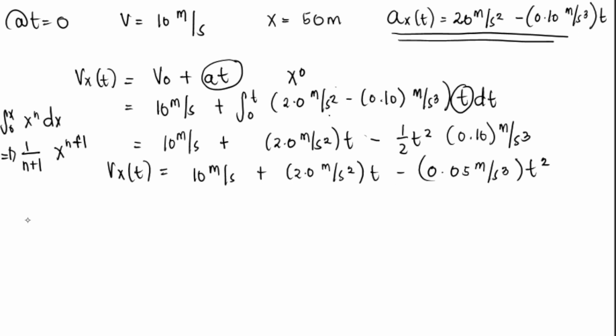So, if you are given an acceleration, you have to integrate to get the velocity function. From the velocity function, we will find x of t. How can we get x of t? Let's go back to the equation for x, which is x is equal to v naught t plus 1/2 a t squared.